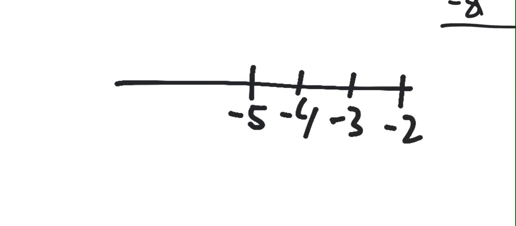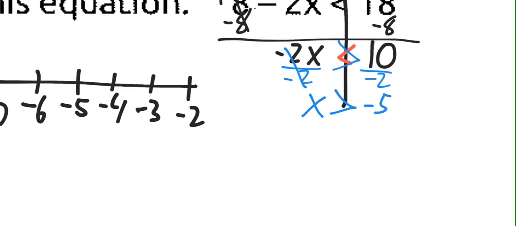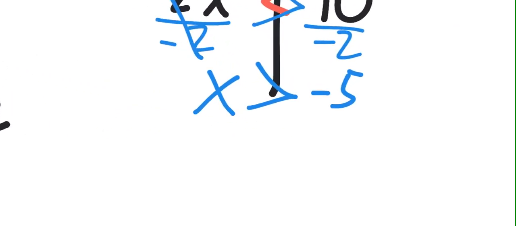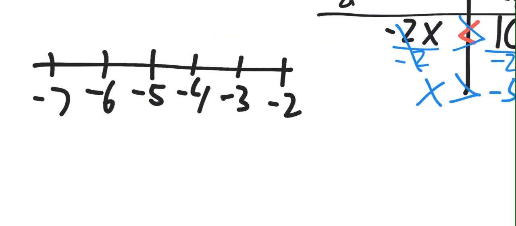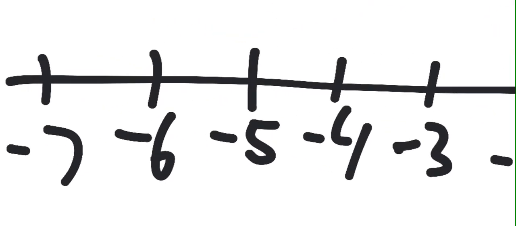So there's negative 5. I've got my negative 4, negative 3, negative 2. We'll do negative 6, negative 7. All right, now I'm going to go back. We have a greater than symbol. So my circle is going to be open on negative 5.